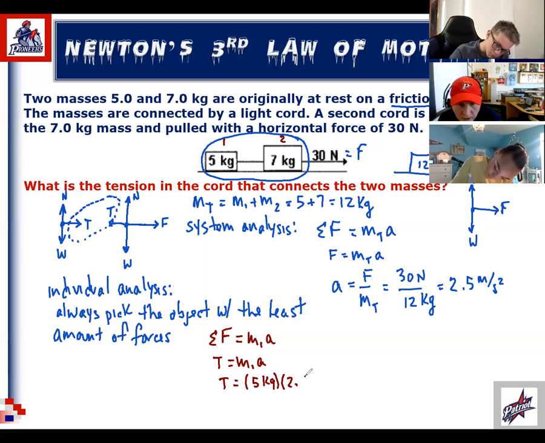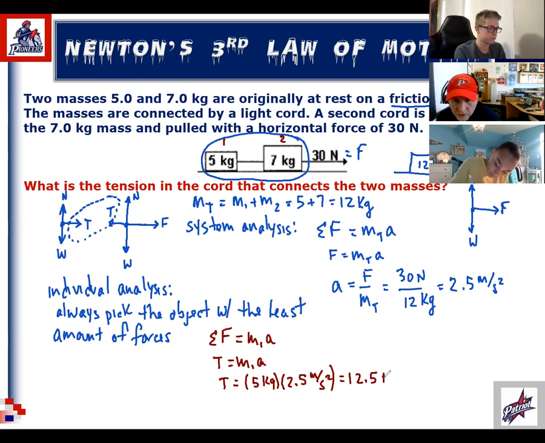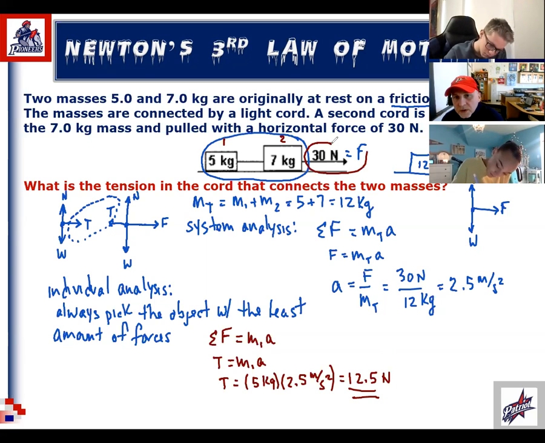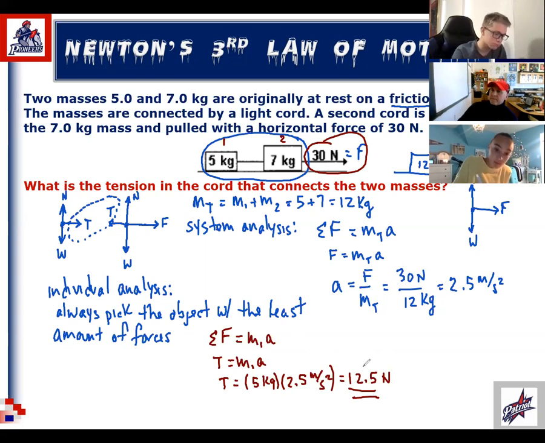Well, we know m1 is 5 kilograms. We know a is 2.5 meters per second squared, which gives me 12.5 newtons. This has to be less than the pulling force, right? Otherwise, it wouldn't move. And so that would be a way to know, hey, I've made a mistake. If this came out to be greater than 30, that's not possible. Questions on that?